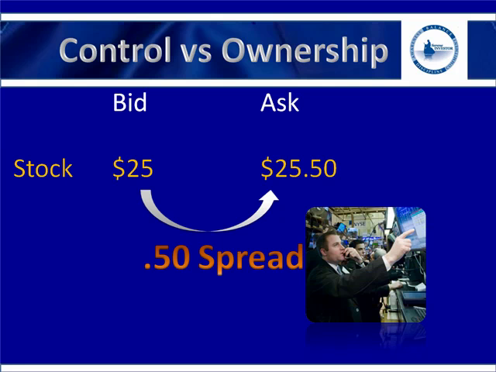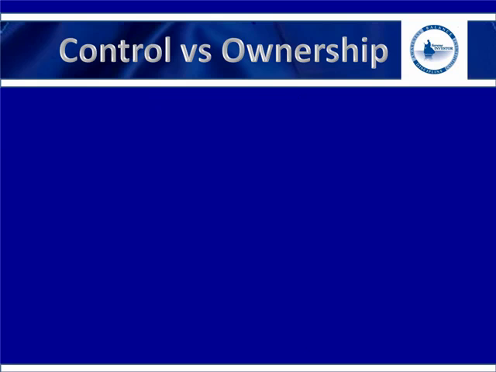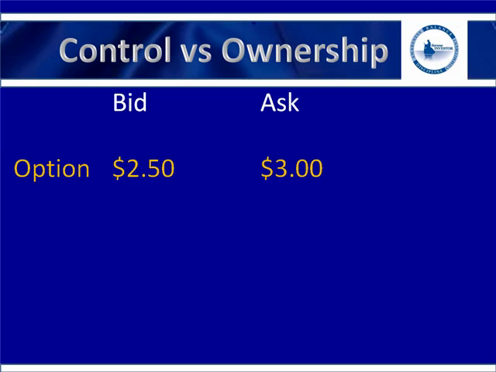And here's the market maker on the floor. They're the ones that are taking that spread and making that money. So the bid-ask spread on options, let's say that the option on that stock is trading for $2.50 by 3.